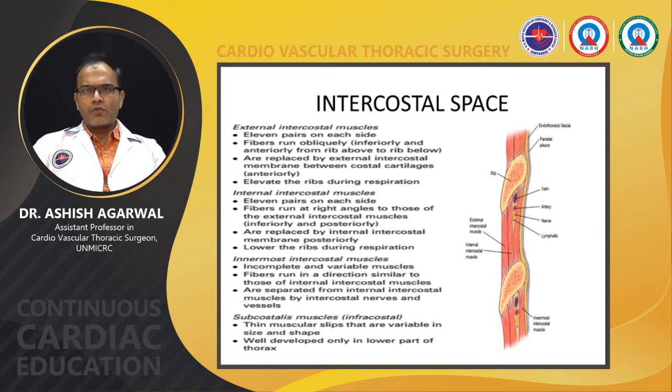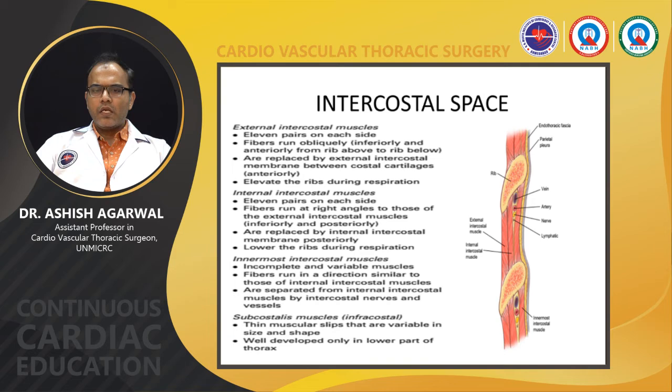Now the intercostal space: 12 ribs form 11 intercostal spaces. In this intercostal space there are three muscles: external intercostal muscle, internal intercostal muscle, and innermost intercostal muscle. External intercostal muscle, 11 pairs on each side. Fibers run obliquely, inferiorly and anteriorly from rib above to rib below, and are replaced by the external intercostal membrane between costal cartilages anteriorly, and its function is elevation of the ribs during respiration.